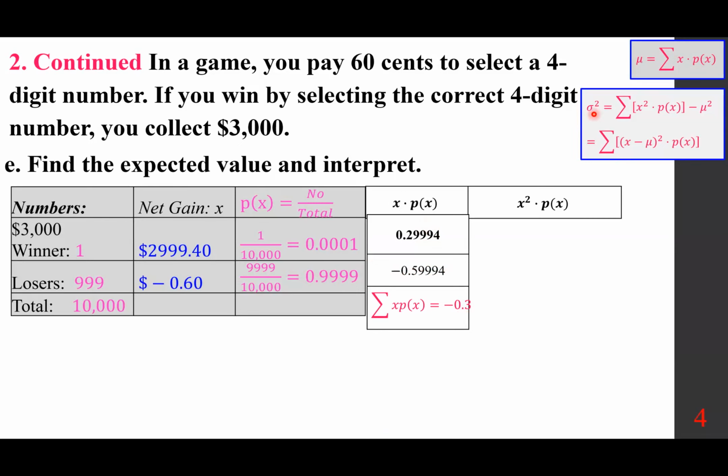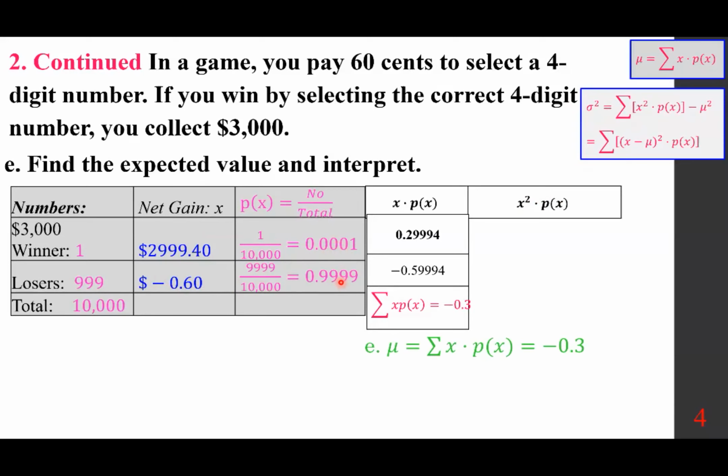Now, since we want to find the standard deviation, this is the variance, and when you take a root it becomes the standard deviation. So to do that, we need x squared times p of x to use in this formula and grab sigma squared and then take a root. So x squared p of x means raise x to the second power and multiply it by p of x.